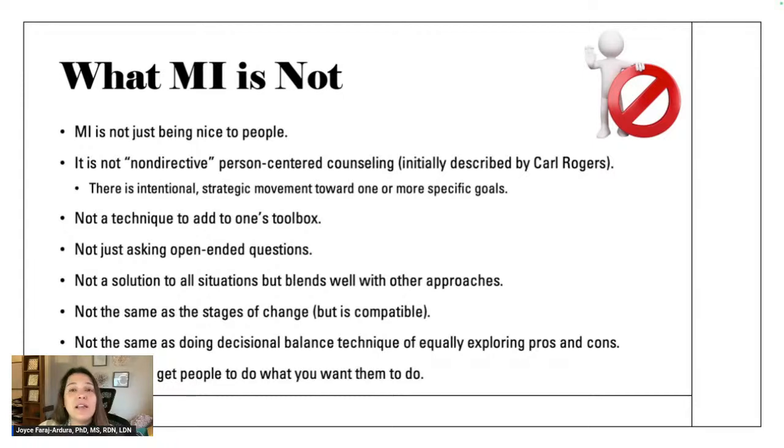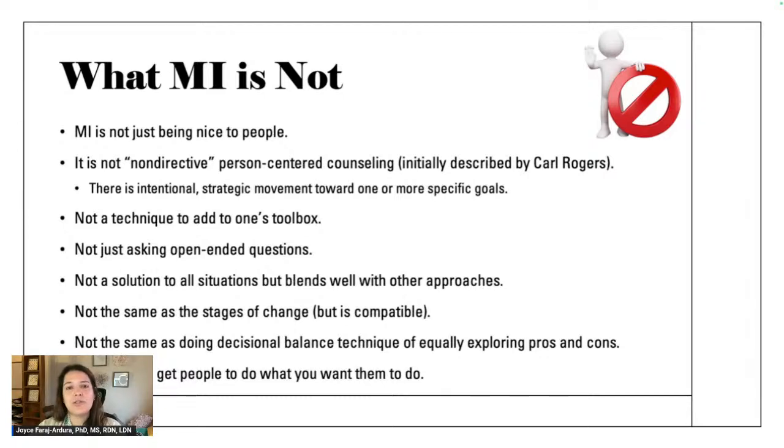MI is not a technique to add to your toolbox. It is not just asking open-ended questions. And I think this is the one that gets me the most, because I've spoken with lots of dietitians and they say, oh, I'm good with MI, I'm asking all of the open-ended questions. I mean, that's wonderful because that gets the client talking more. However, it's not just asking open-ended questions.